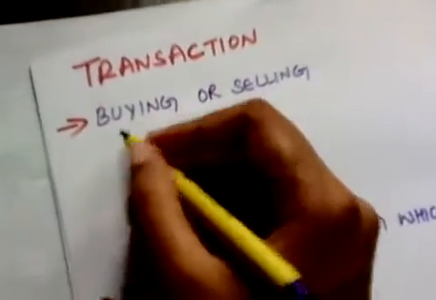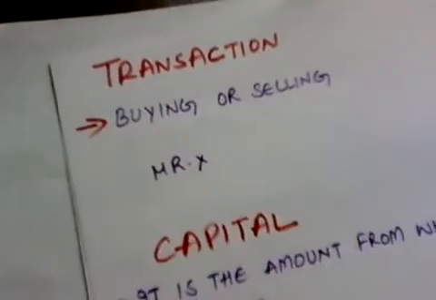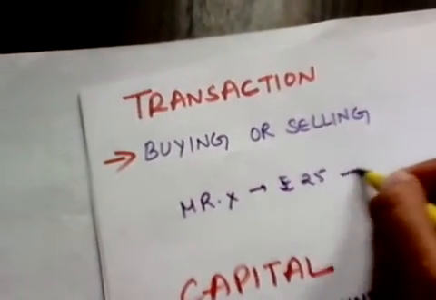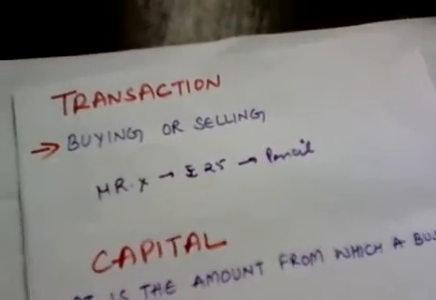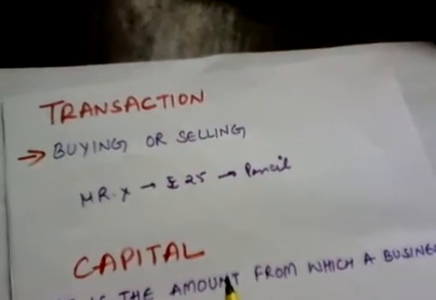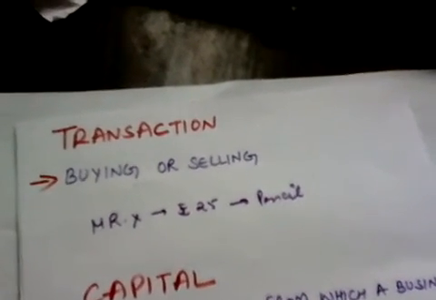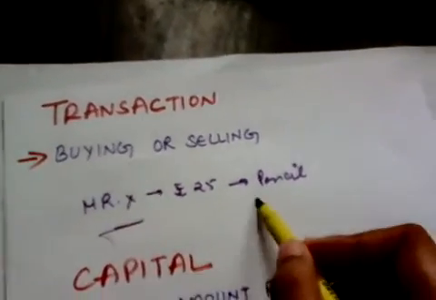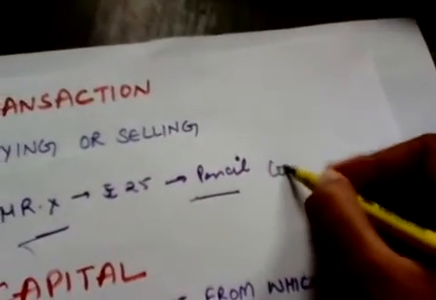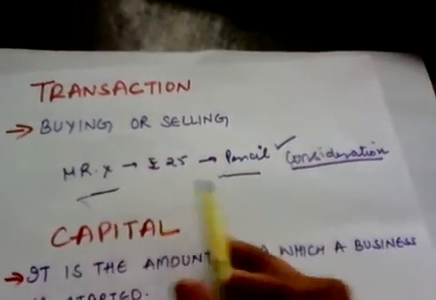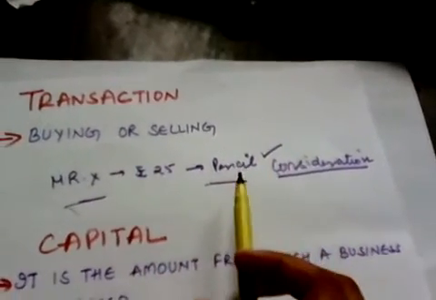Like if I say you purchase something from Mr. X, say for rupees 25, you purchased a pencil from Mr. X. Okay? Now, you are purchasing a pencil from Mr. X, that means you are getting a pencil in return. And in return, Mr. X is getting money, right? So here, both the parties are getting something in return. That means there is proper consideration in this transaction. So here you can say that this is a complete transaction. Why? Because both the parties are getting something in return. Mr. X is getting your 25 rupees and you are getting a pencil.